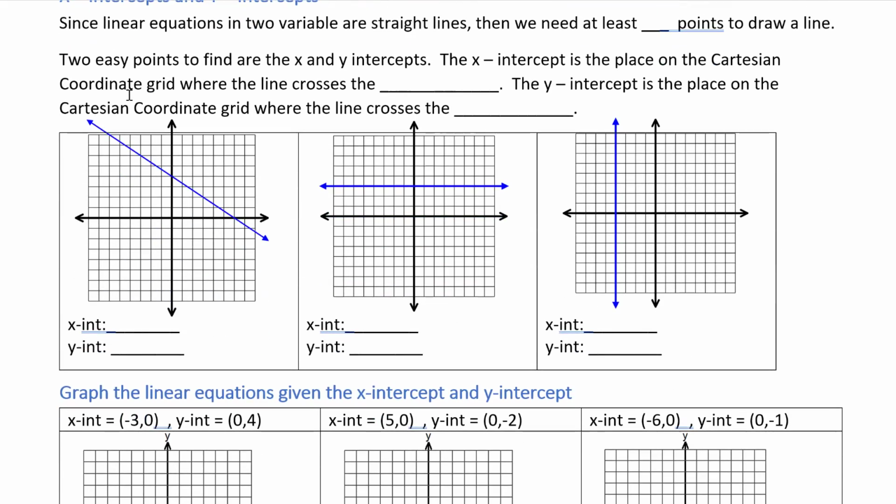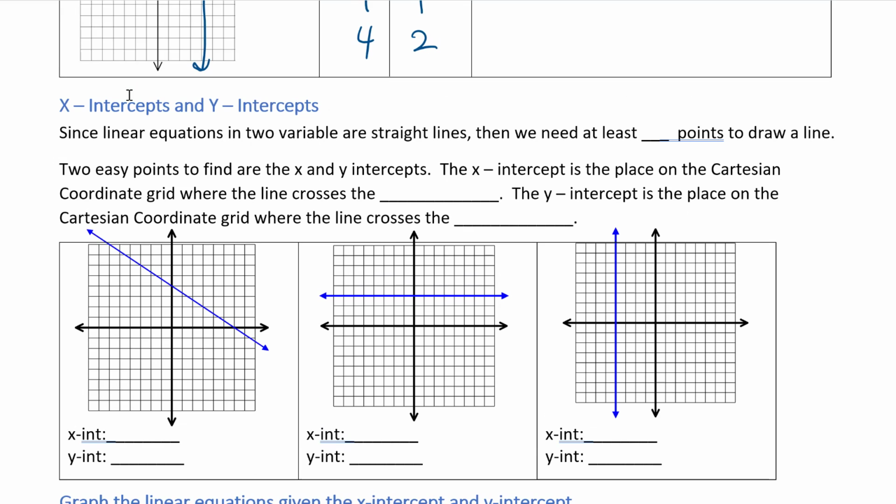Next, we're going to talk about x-intercepts and y-intercepts. So since linear equations in two variables are always straight lines, we need at least 2 points to draw a line. Now, I often recommend 3. The third point is a checker, but technically you really only need 2 points to draw a straight line. So 2 easy points that we can find are called the x and y-intercept.